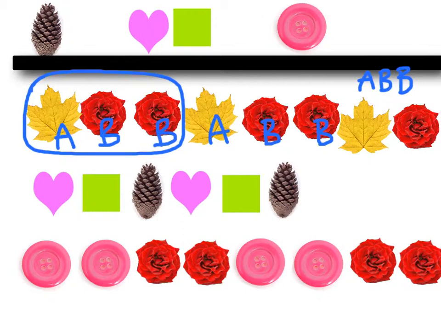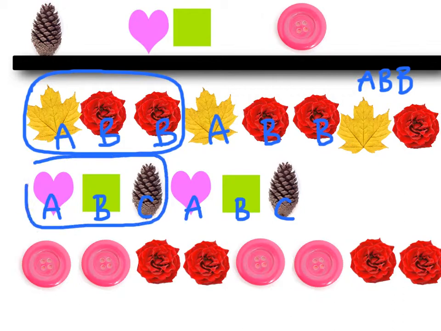Okay, let's look at this next one. So I can see a love heart, so I'll give that the A, square, B, and a pine cone, C. A love heart, A, square, B, and the pine cone, C. So the part of the pattern that repeats is this love heart, square, pine cone. Now that is known as an A, B, C pattern, as you can see there.